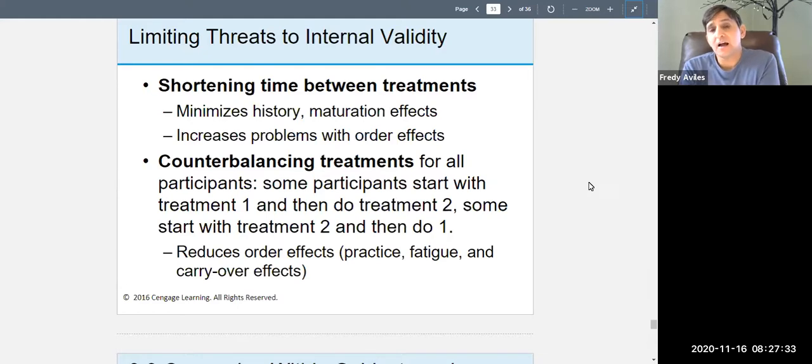And if there isn't a lot of time also between treatments, participants aren't really going to mature from, let's say, 1 week to the next. Okay. There isn't much time between treatments or 1 day to the next, right? You can minimize those problems. But when you shorten the time between treatments, that increases problems with order effects.